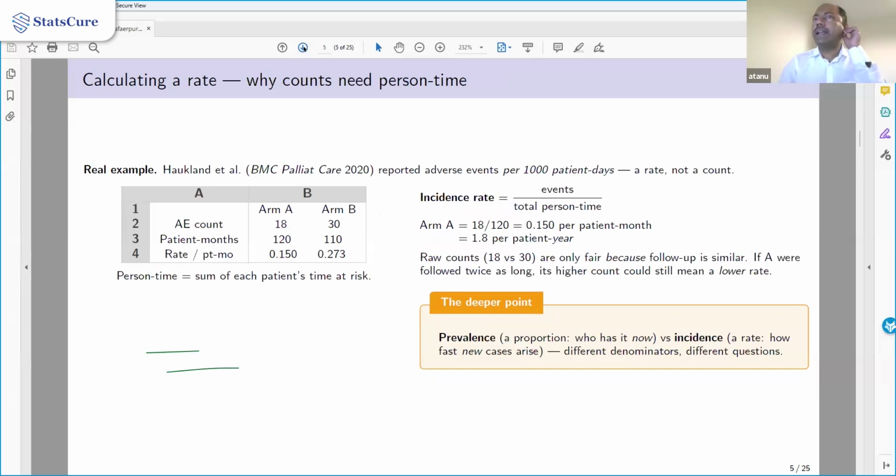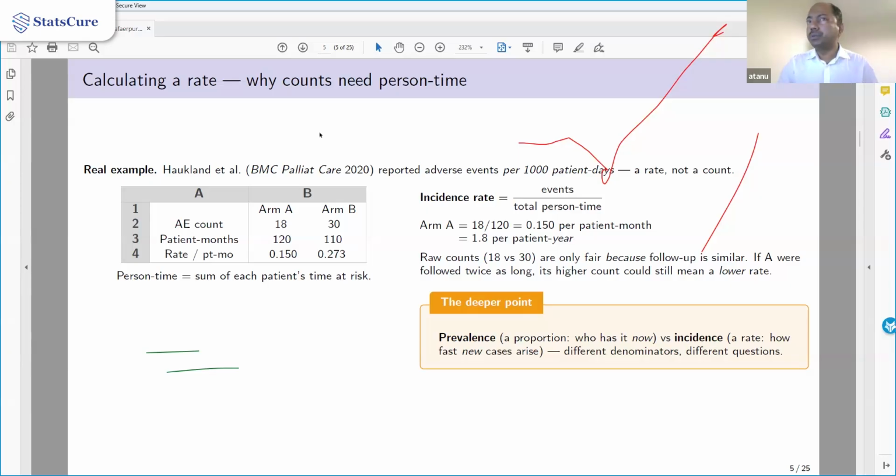Okay, then we will go for another terminology called incidence rate. As the name says, it is a rate, and rates are always a function of something, calculated with respect to some person time. So incidence rate is events divided by total person time.